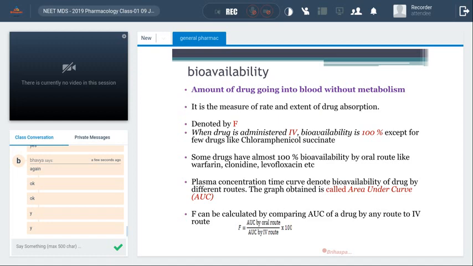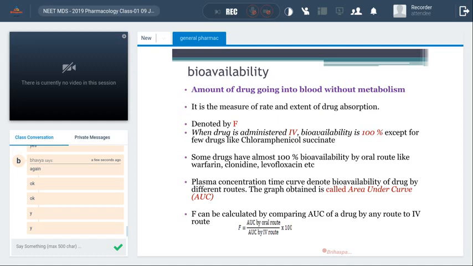And how do we check for bioavailability? We plot a graph where plasma concentration is plotted against time, which means at 0 hour, what is the plasma concentration? At 1 hour, what is the concentration of the drug? At 2 hours, what? So you get a graph. That is called area under curve, and that is a curve which denotes bioavailability of any particular drug. Is it clear? So we plot a graph. That's how I will know what amount of drug has reached the circulation, isn't it? Is it 80% or 90% or 100%? So that is called area under curve.